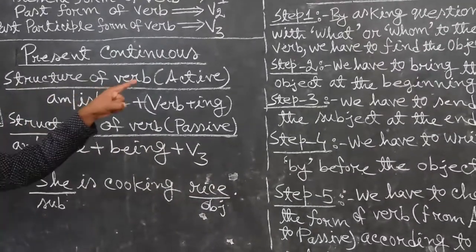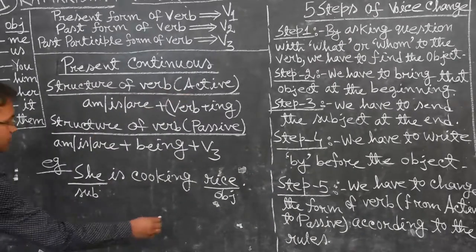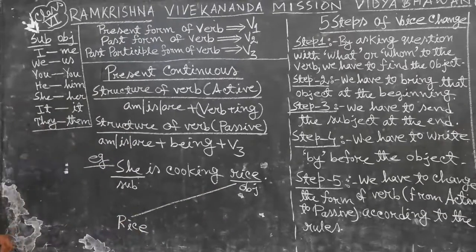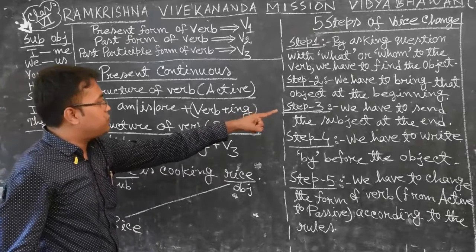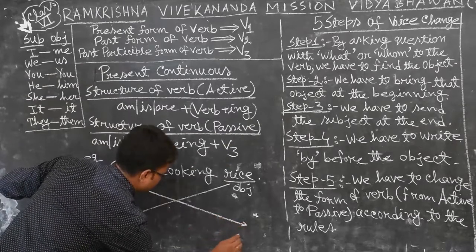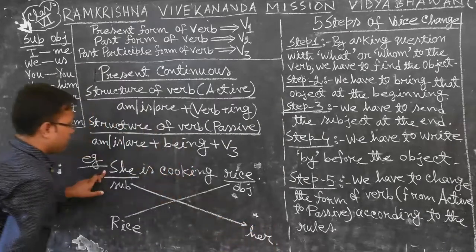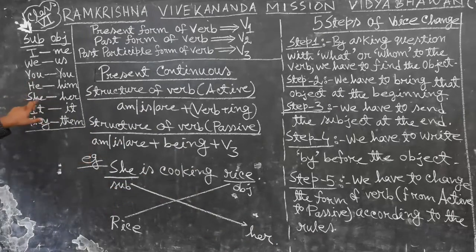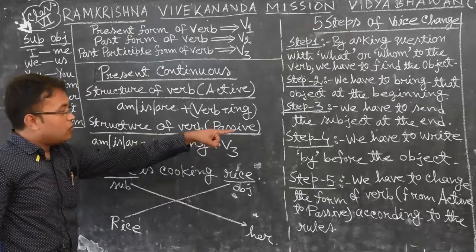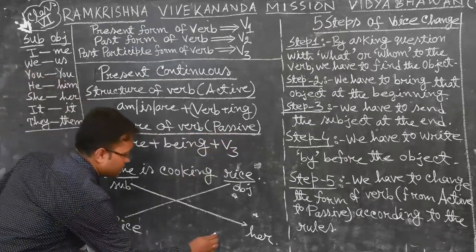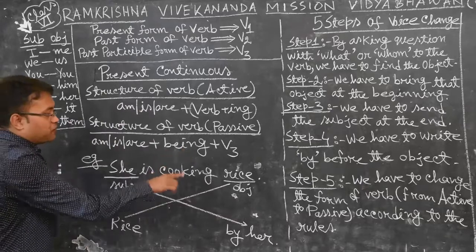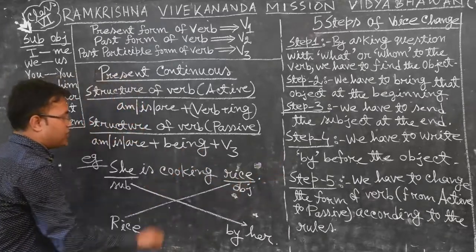Okay. Step 2. We have to bring that object at the beginning. Step 3. We have to send the subject at the end. She will become her according to the rules. Okay. Next, step 4. We have to write by before the object. Next, we have to change the form of verb from active to passive according to the rules.